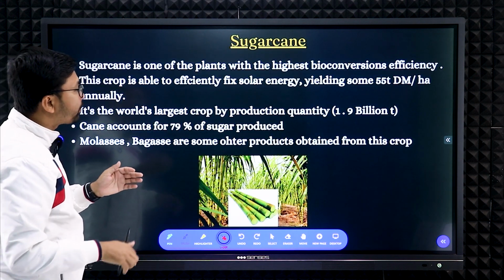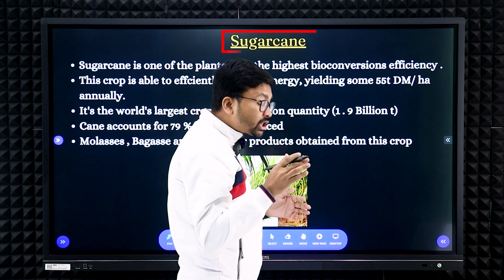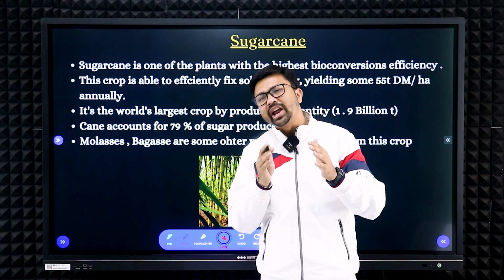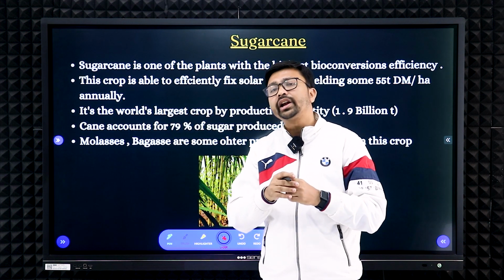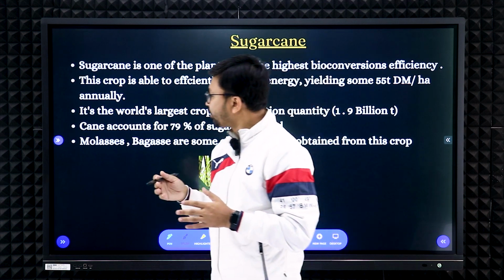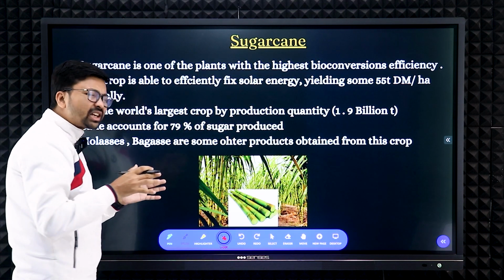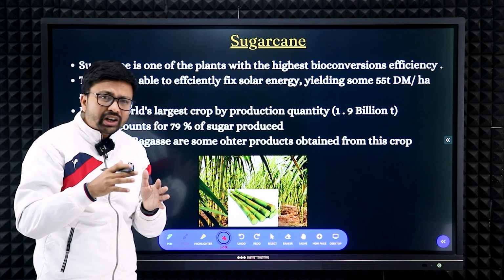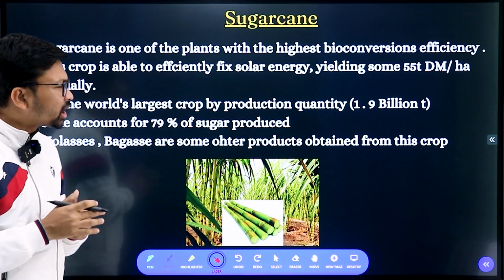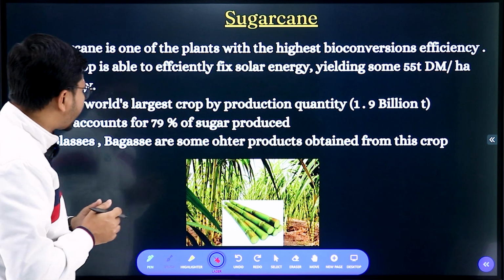Now next, going for sugarcane. Sugarcane is a commercial crop, right? It is mainly produced to generate sugar. So for this sugarcane, what are the conditions required? Obviously it requires more water and fertile alluvial soil. Those are the conditions required for sugarcane, right?